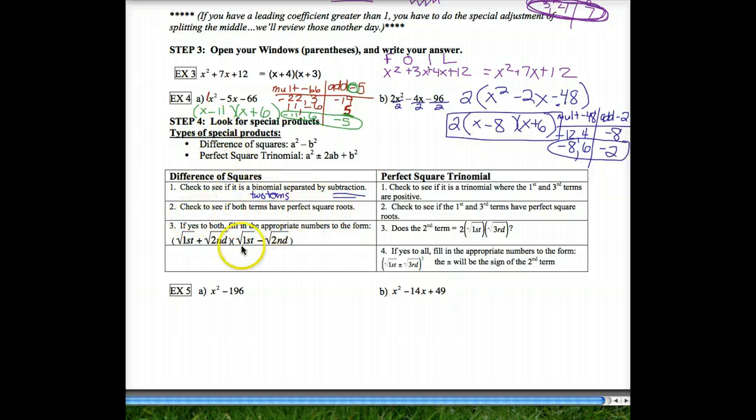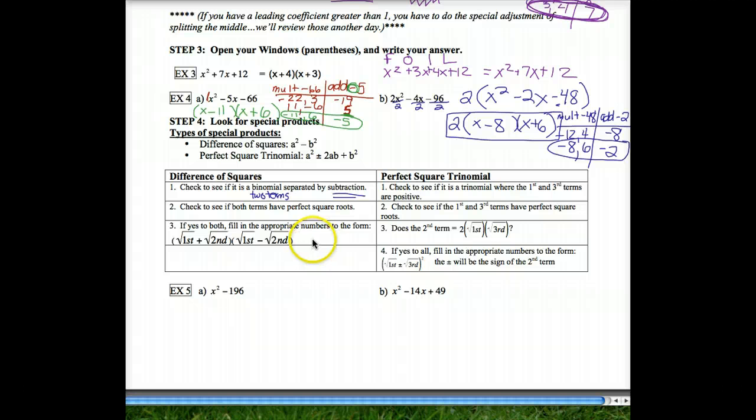Then check to see if both your terms have perfect square roots. So take the square root of the first term, take the square root of the second term. If they both come out evenly, then yes, this is a difference of squares if it passes number 1 and number 2. So if it's yes to both, the pattern that this takes is like so. You open your windows. Whatever the square root of the first term was, you fill that into the fronts. Whatever the square root of the last term was, you fill that into the backs, and then one of your parentheses has a plus while the other has a minus.